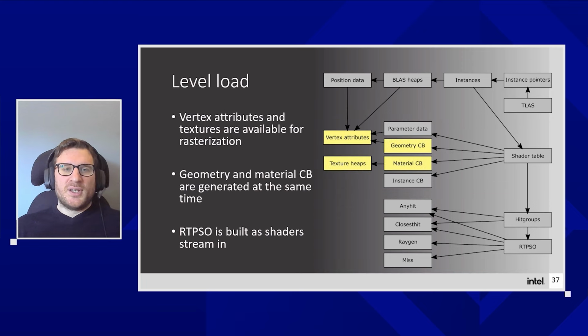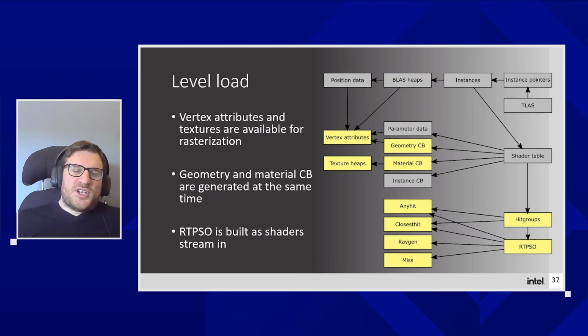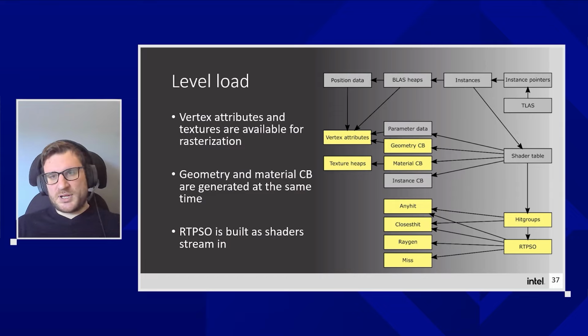miss shaders. The first thing we do, at level load, is initialize these vertex attribute and texture heaps. These are shared, as I mentioned, with the normal graphics pipeline, the rasterization pipeline. So we don't need to do anything there; they're just uploaded for free, basically. The shaders are also streamed as the level loads. So we collect them during the level and then build the pipeline once at the beginning of the level, and then we are done. We build this RTPSO, ray tracing pipeline state object, and then use it for ray tracing.